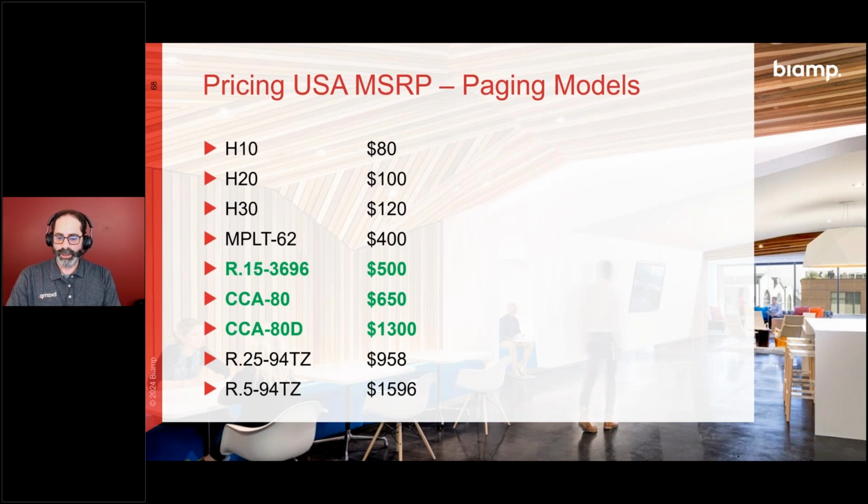CCA-80 at $650 is less than the R.25 that it basically replaces. Remember, it covers more territory than the R.25 or even the R.5 from a single position. So real bargain against some of the higher output, higher performance models to do voice and paging at the levels that we typically need for that. CCA-80D is twice the price, and that connecting bracket is essentially free. It's built in. When you order that SKU, you get both cabinets in their own box, and you get another box with the bracket.